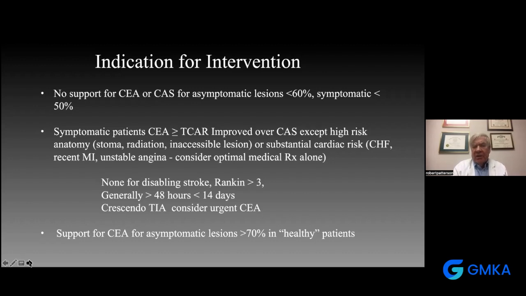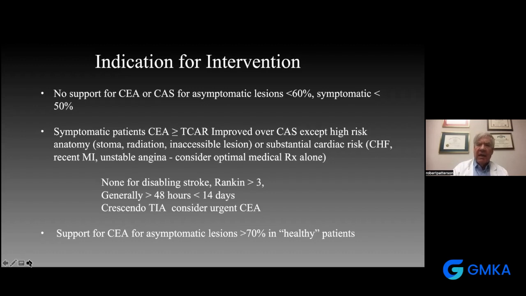So if we look at symptomatic patients, carotid endarterectomy is the best, potentially equivalent to TCAR, and outside of very focused clinical trials, we don't have that data yet. But clearly the outcomes are improved over carotid artery stenting with regard to neurologic issues. And most of us would consider them to be the primary approach to intervention.